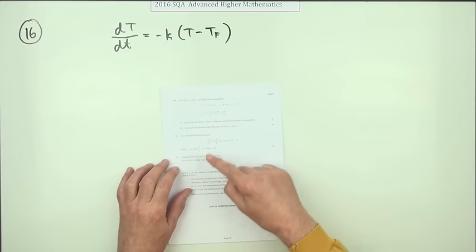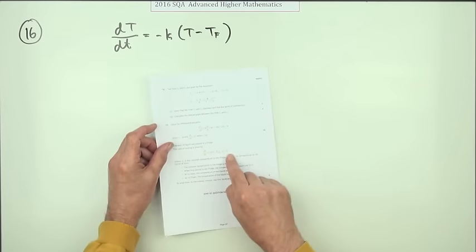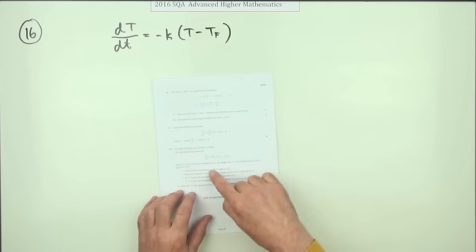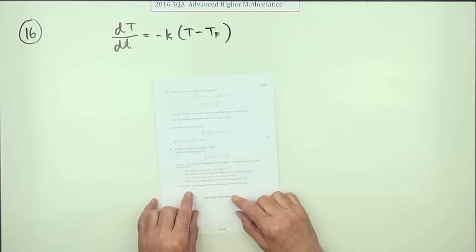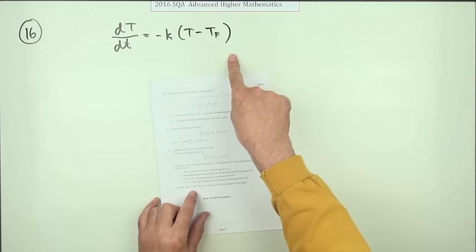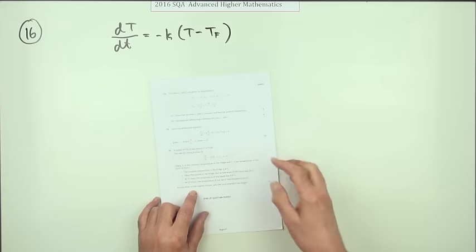Number 16 then, the last question in the 2016 Advanced Higher Maths. There you go, another first order differential equation, just like last year. And liquid again. Have a watery theme, do they? Still, what have we got? We've got this standard cooling equation.